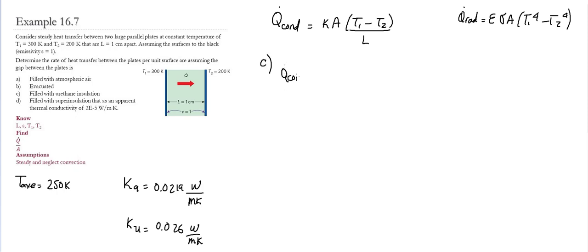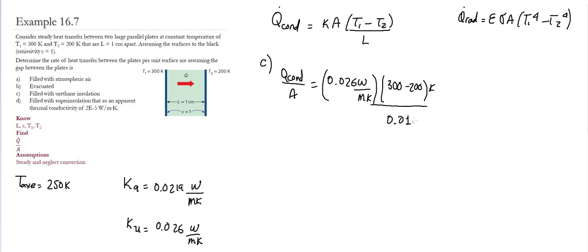The value of conduction per unit area is going to be equal to 0.026 watts per meter Kelvin, and this is going to be 300 minus 200 Kelvin, and the distance is 0.01 meter. Therefore, the quantity that we have over here is going to be equal to 260 watts per meter squared.